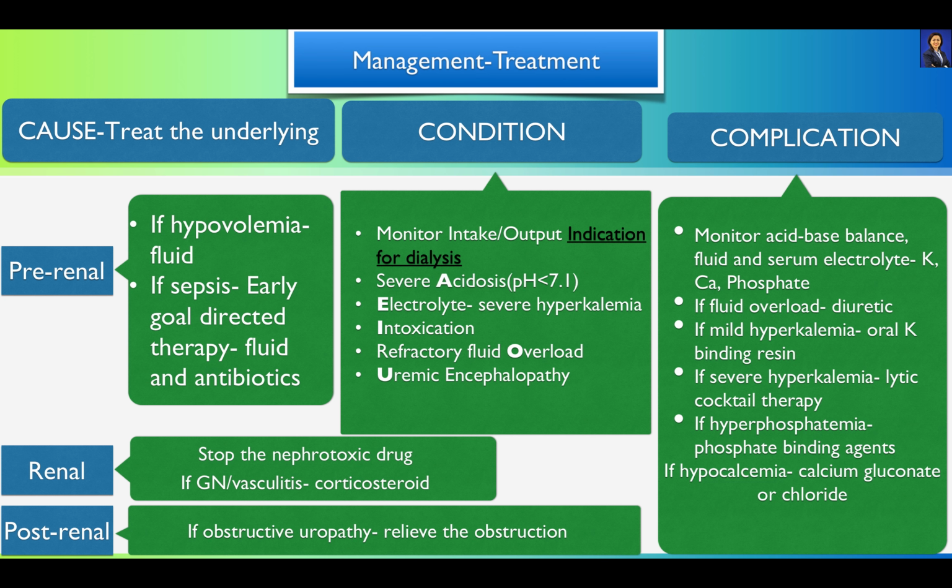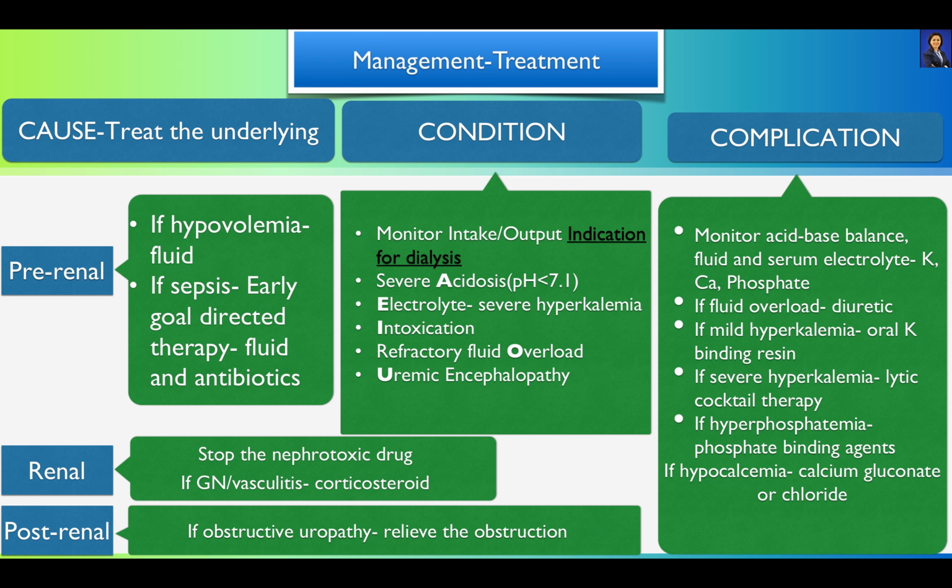To treat the complications, if the patient has fluid overload, then diuretics will work. For hyperkalemia, you have to start lytic cocktail therapy, or if it is mild hyperkalemia, you can use oral potassium binding resin. For hyperphosphatemia, you can use phosphate binding agents. For hypocalcemia, you can use calcium gluconate.